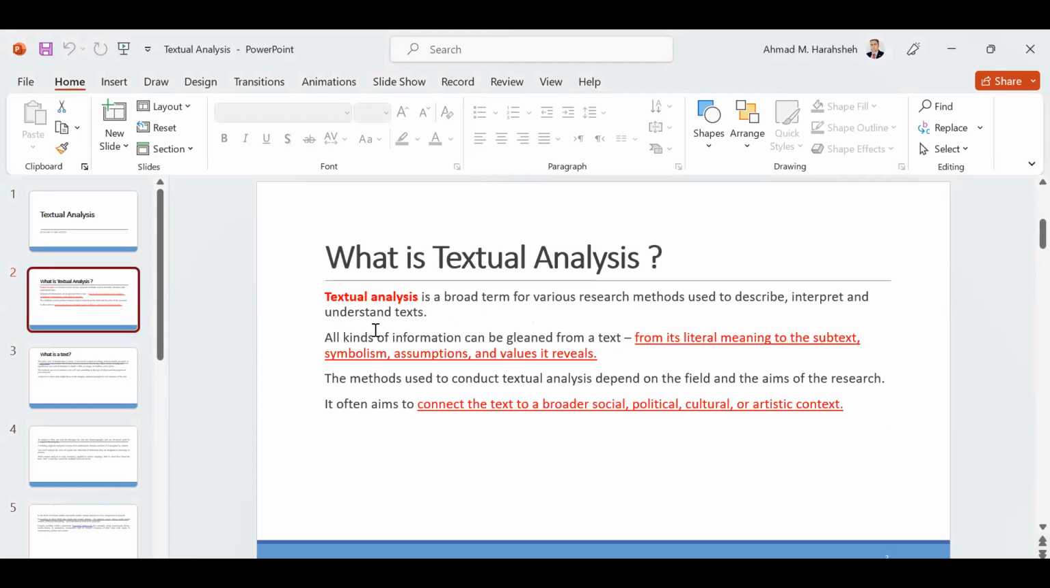Textual analysis is similar, by the way, to discourse analysis. It is a program for various research methods used to describe, interpret, and understand text. Again, all kinds of information can be gleaned from a text, from its literal meaning to the subtext, symbolism, assumptions, and values it reveals. It is wider than discourse analysis. Even here, you may study the cover of the book, for example, right?